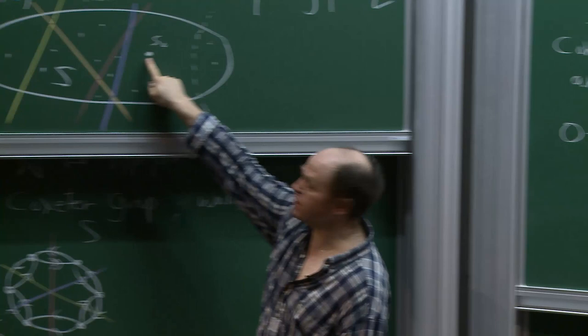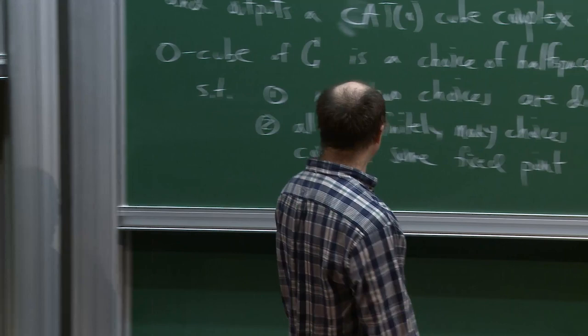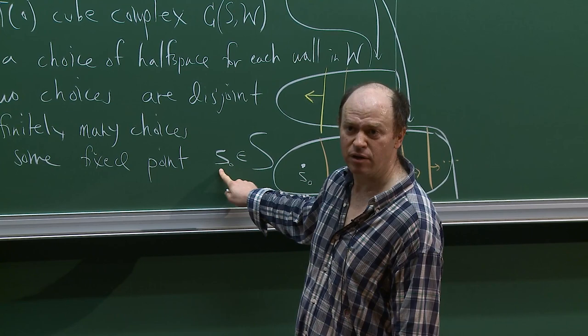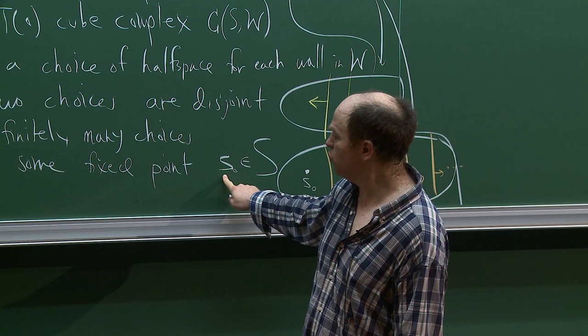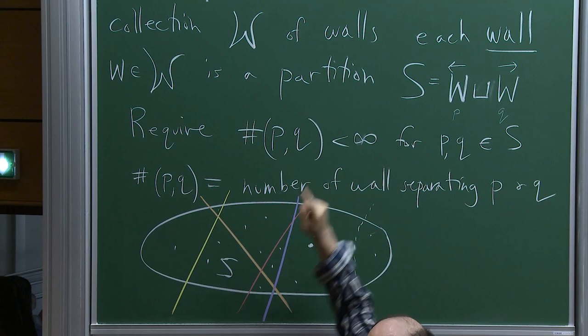The question is the quantifier. Do you say there exists S0 such that it holds, or for all S0 it holds? There exists, for some fixed point. So you choose S0 ahead of time, and then it's also true, because of this requirement over here, that it doesn't depend upon your choice.